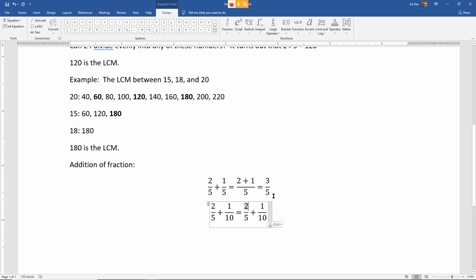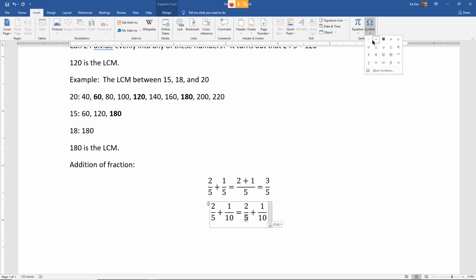So 2 and 5. The question is, between 5 and 10, what is the LCM? Well, that's easy. 5 goes into 10, right? 10 is the LCM. So I want the denominators to be 10. So I will do this. I will do 5 times 2. Because 5 times 2 is 10.